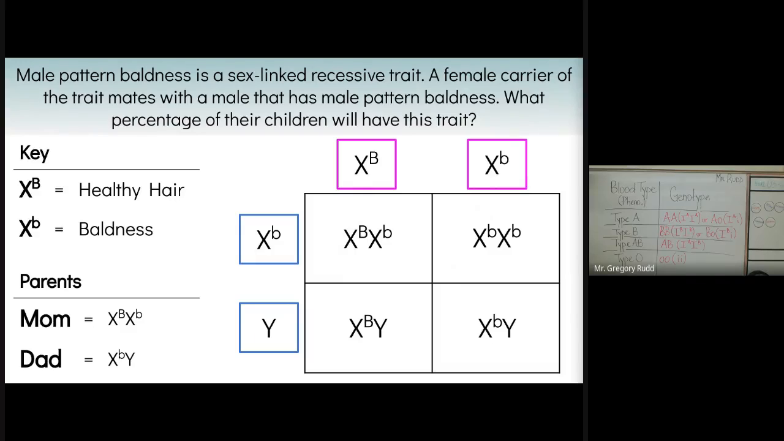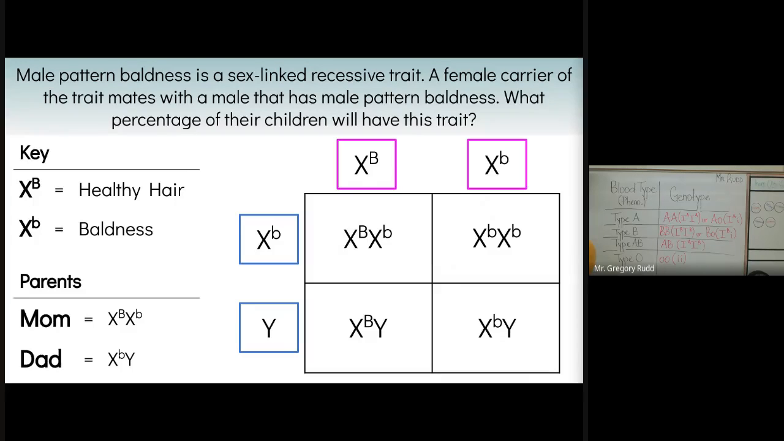However, the first one is dominant. And the second. Right. So 2 out of 4 do not have baldness. 2 out of 4. So 2 out of 4 is what? Oh, yeah, right. 50.